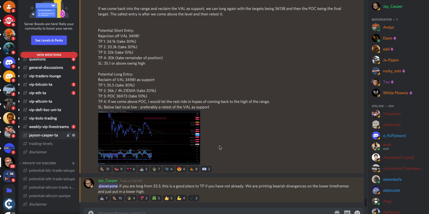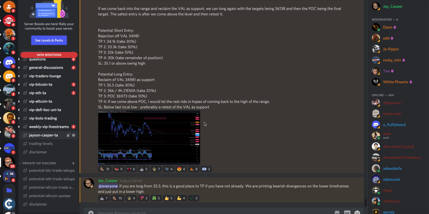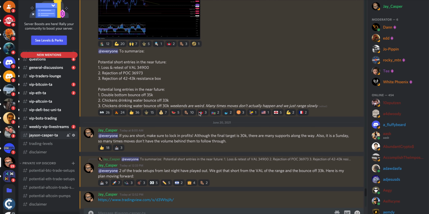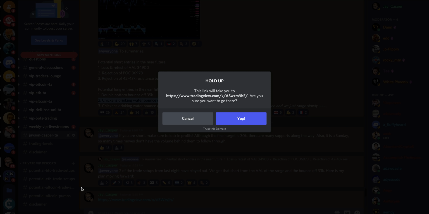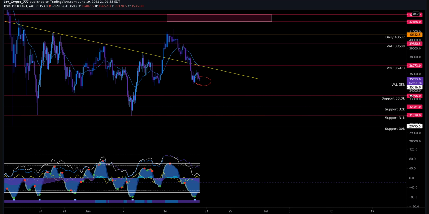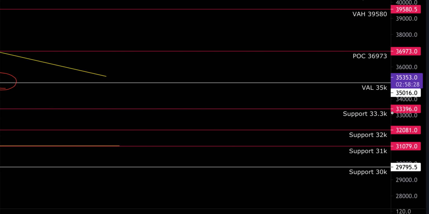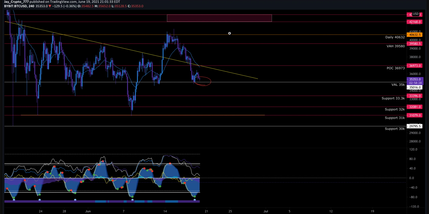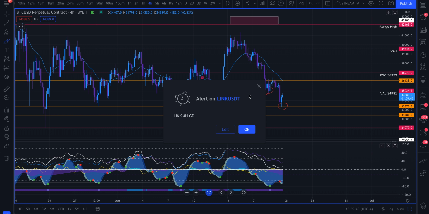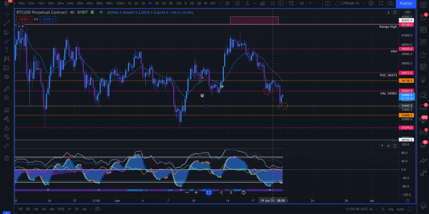When we go to the Discord in here, the reason why last night I was able to say I'm looking for a bounce off $33.3 thousand is because I had this level marked out on my chart at $33.3 thousand before price even got down there. So I already had a level that I was looking at. And same goes for this level right here at $34,981.